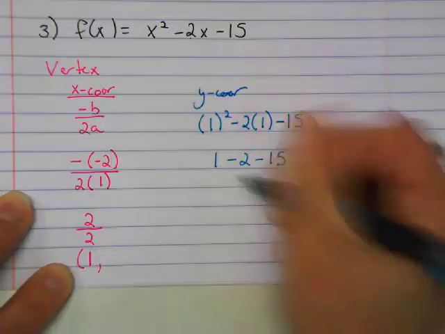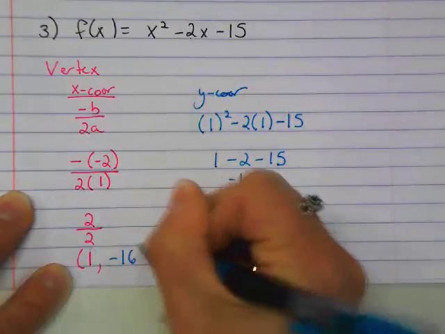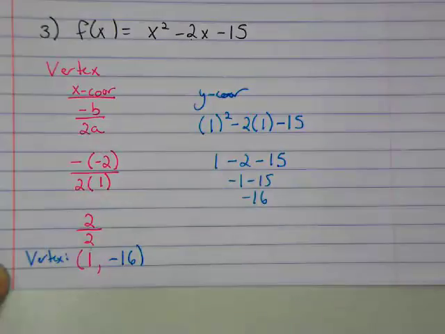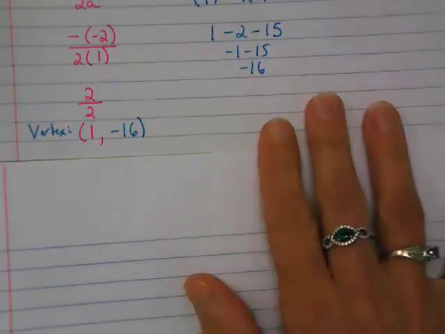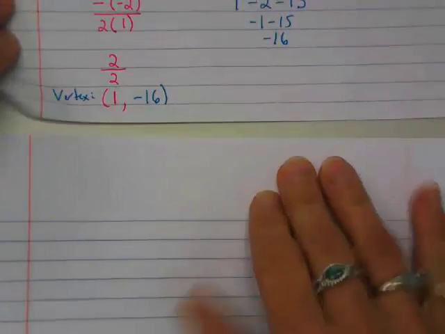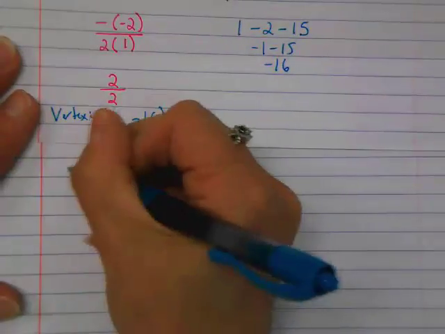Alright, let's do your x-intercept. So to find your x-intercept, we're going to let the function become 0. So 0 is equal to x squared minus 2x minus 15. Now at this point, you can either do the quadratic formula or you can factor it. So I'm going to go ahead and see if it'll factor.